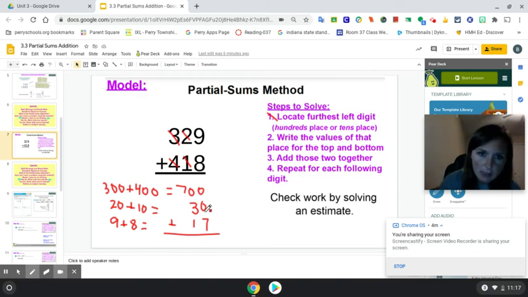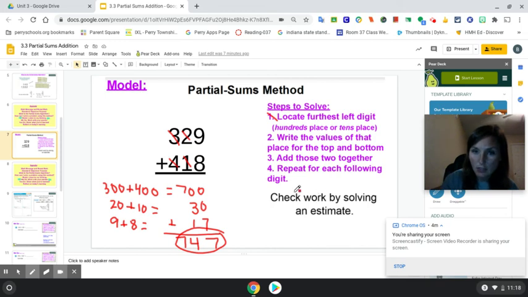So I have 0 plus 0 plus 7. Well, 0 plus 0 is 0, so that just leaves me 7. 0 plus 3 is 3, plus 1 more is 4. And then 7 plus nothing is just 7. So my answer here is 747. I'm going to circle that to show my thinking.